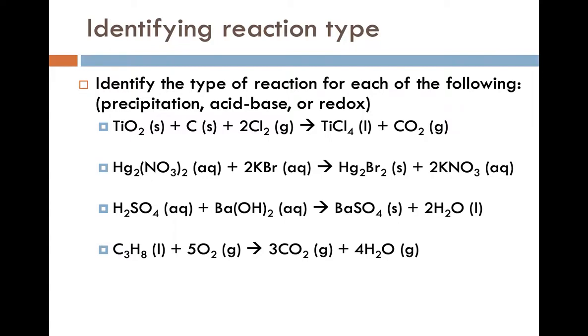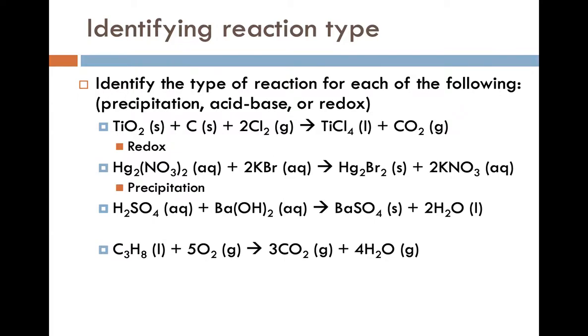For the first one, probably the biggest thing to recognize right away is we have a pure element on the reactant side. We actually have two of them, carbon and chlorine, as pure elements. They're not pure elements on the product side, so this should be a redox reaction. They're going to have to change oxidation states for that change to happen. For our second reaction, we have mercury nitrate and potassium bromide. We have two aqueous reactants, and then again a solid product, which is going to be our precipitate, because this is a precipitation reaction.